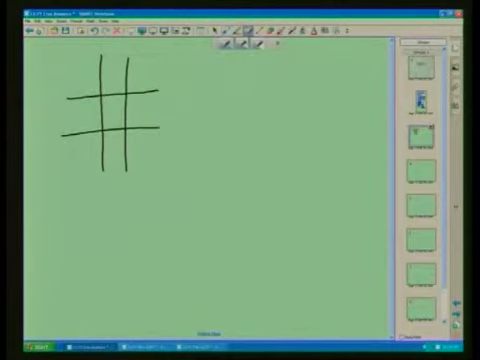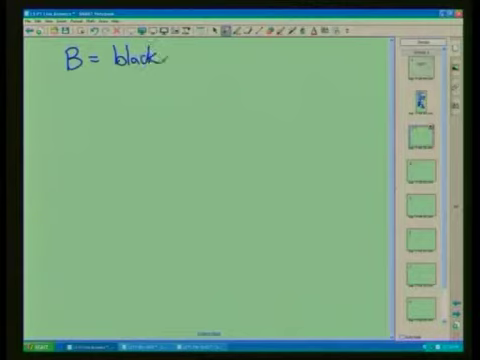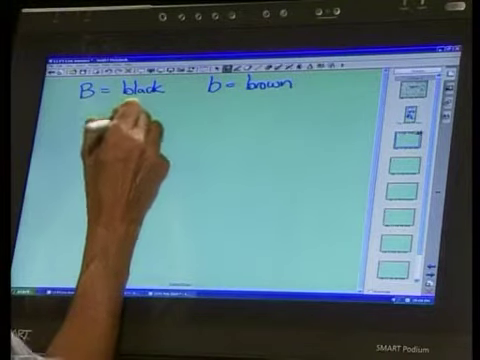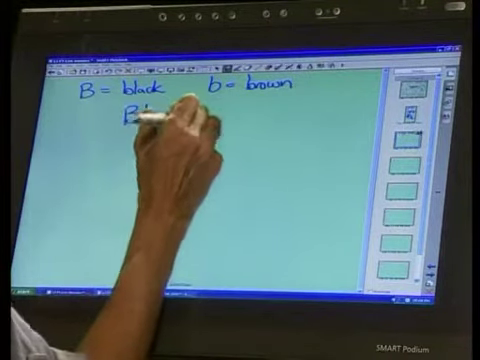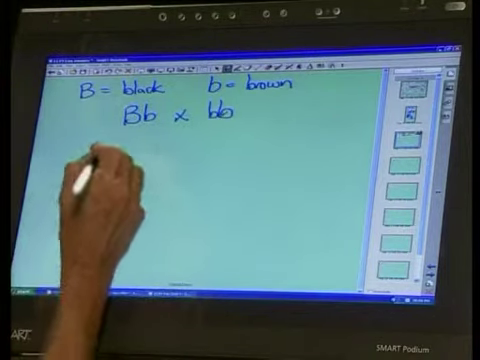In fact, let's do this whole thing right from the start, and let's not cut any corners here. We start our question by saying capital B equals black, small b equals brown. What are we going to be crossing? We're going to be crossing a parent that is heterozygous with a parent that is homozygous brown. Okay?